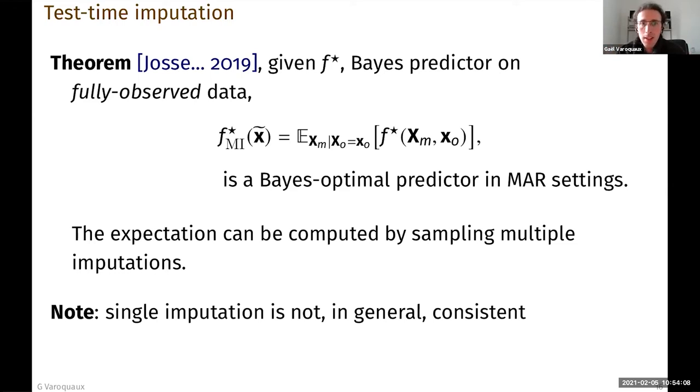By the way, nowhere here am I saying that I'm going to perform as well on the partially observed data as on the fully observed data. There will be a cost. There will be a drop in performance. However, I'm telling you that I'm performing as well as I can. That's something important. Often people want to perform as well on the partially observed data as on the full data. In general, this is not possible.